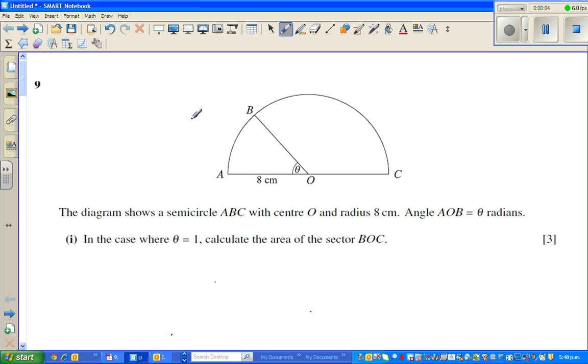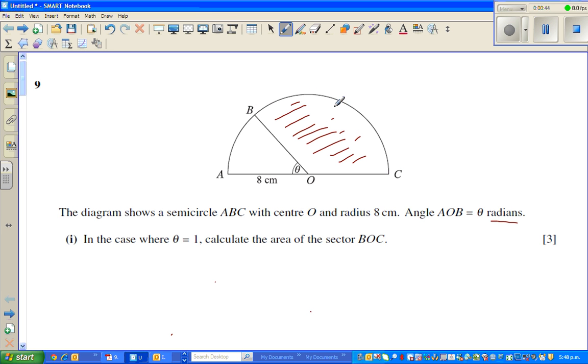In this video, I'm going to discuss question number 9 from the Cambridge International exam paper of 2009. The question is, you've got a circle and this is an angle of theta. Angle AOB is theta, which is in radians. There are three questions. In the case where theta is 1, calculate the area of triangle BOC. They're asking us to find this area.